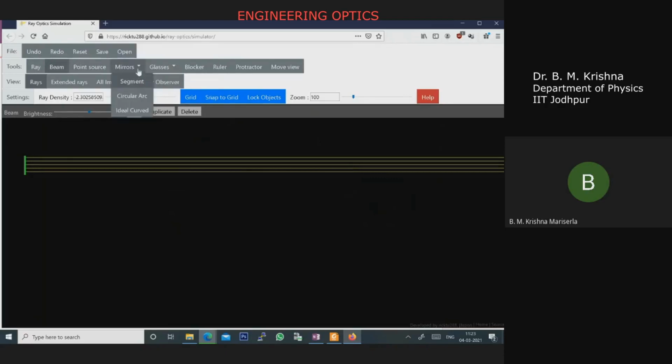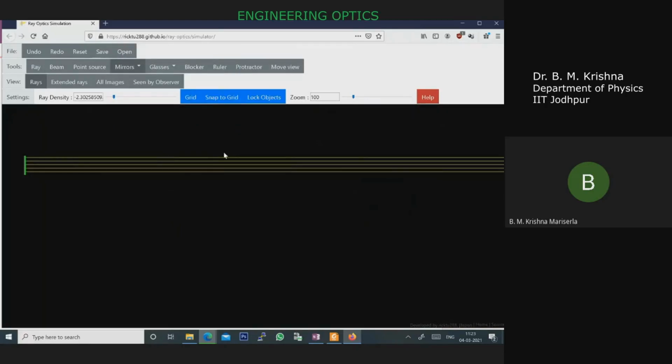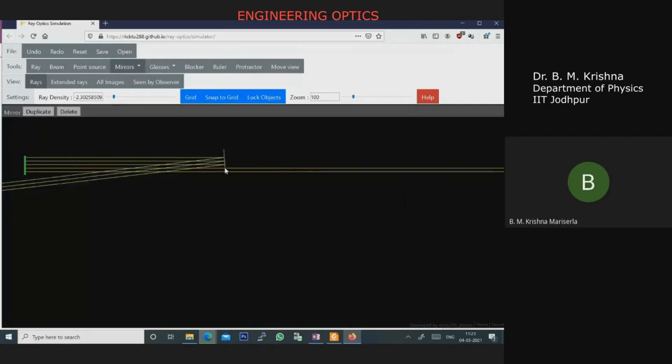So now I'm using a mirror. Okay, I'm placing the mirror. So now what you see, the mirror is reflecting all the light which is incident on it in exactly the opposite direction.